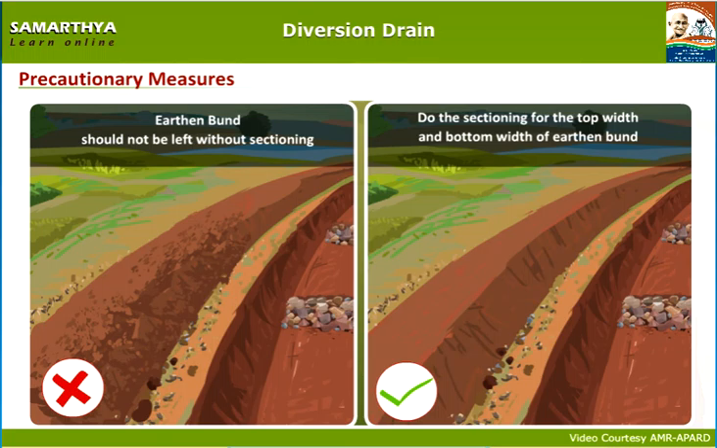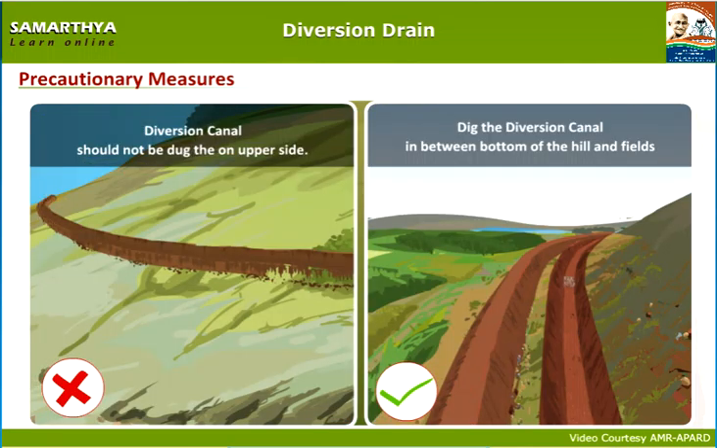Diversion canal should not be dug on the upper side. If dug on the upper side, the canal gets filled quickly and water will overflow onto the fields. Dig the diversion canal in between the bottom of the hill and fields.